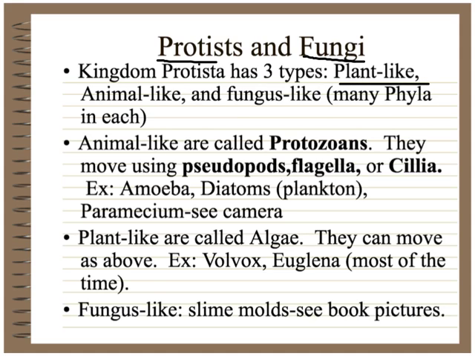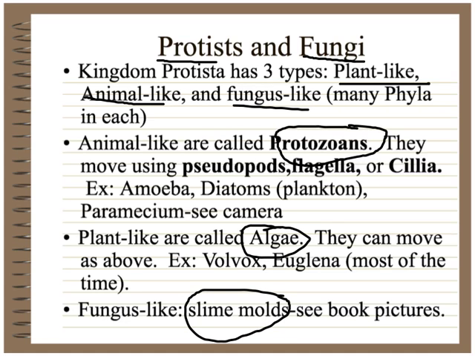So you have plant-like, which we call the algae, and they get their nutrition by doing photosynthesis. Okay, you have the animal-like, and the animal-like are called protozoans. Okay, and they get their nutrition by eating others. And then the fungus-like protists are also called the slime molds or the cellular slime molds, and they get their nutrition by decomposing things. So they're named based on their nutrition.